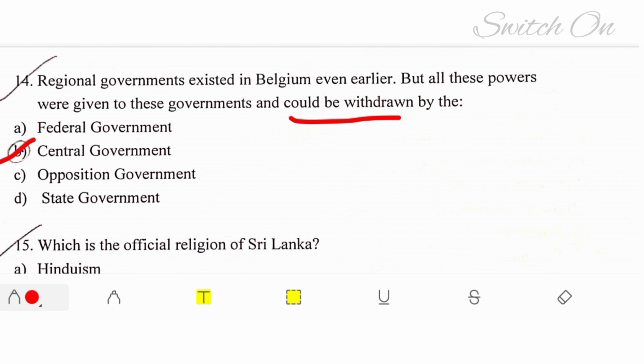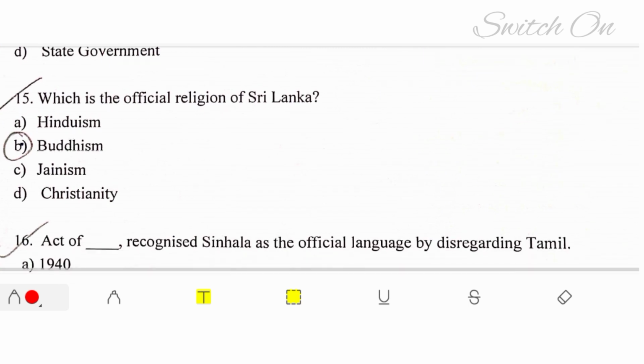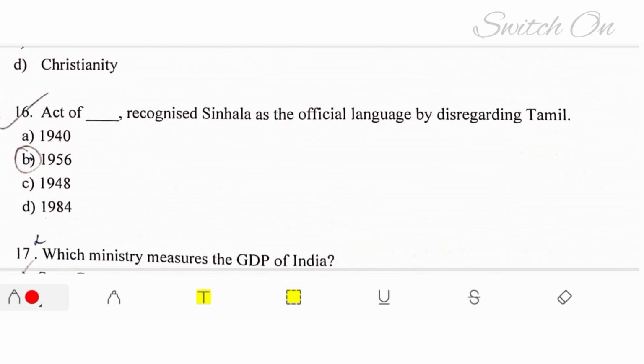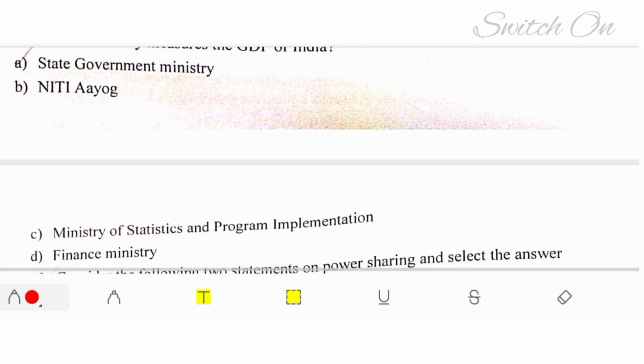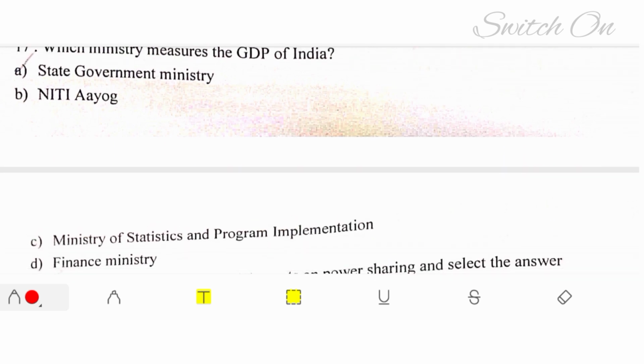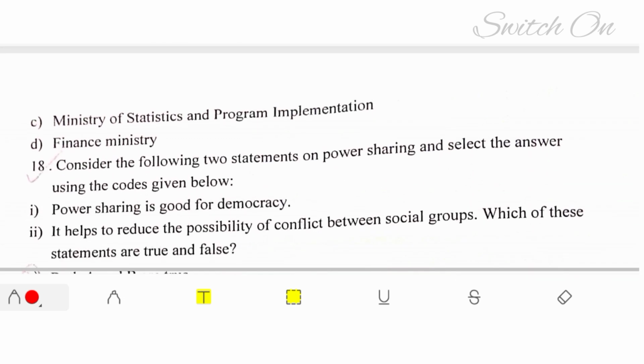Question number 15. Which is the official religion of Sri Lanka? Very easy answer, Buddhism. Question number 16. Act of 1956 recognized Sinhala as the official language. The answer is option B, 1956. Question number 17. Which ministry measures the GDP of India? The state government ministry is the answer.